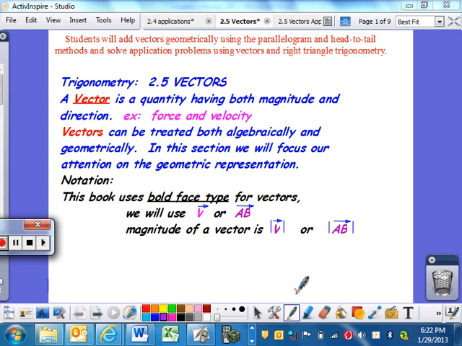Alright, this is section 2.5. It's all about vectors. We're going to discuss what a vector is and then apply this stuff to a word problem.